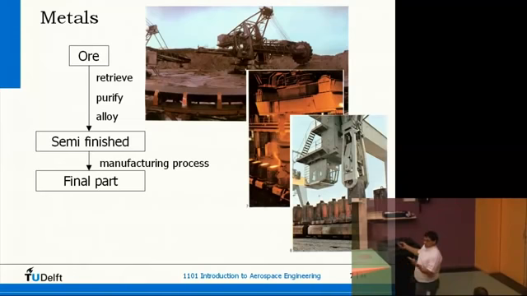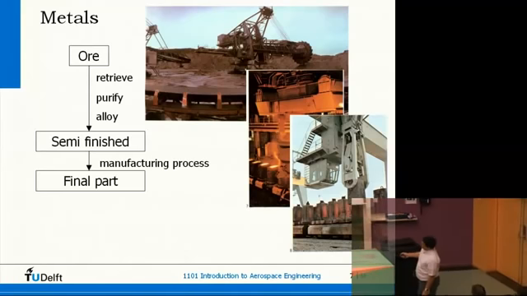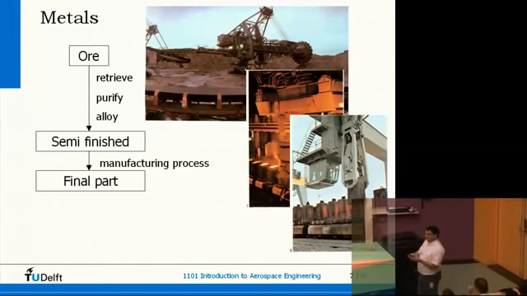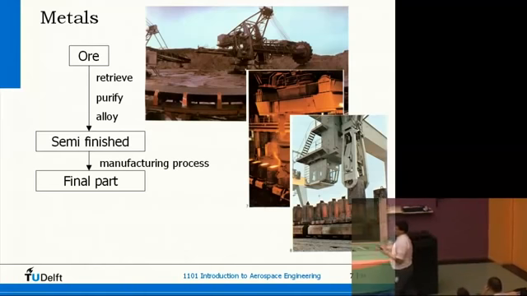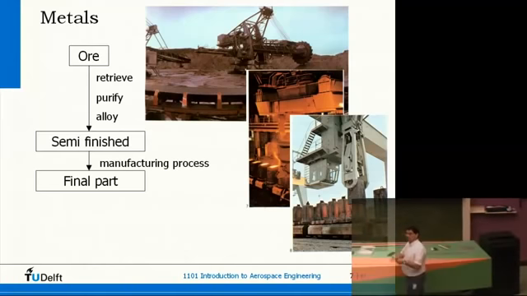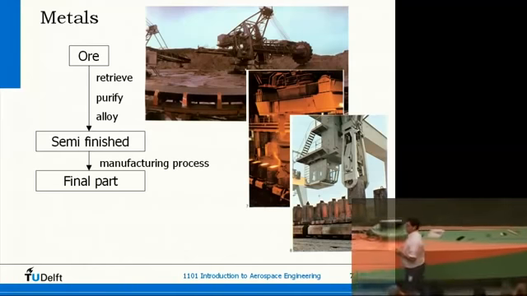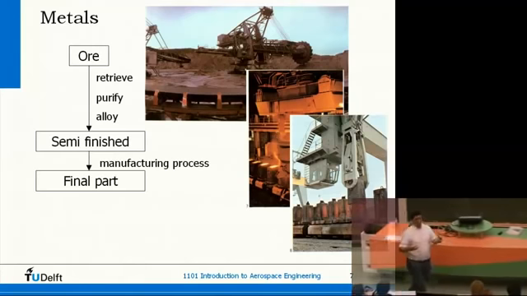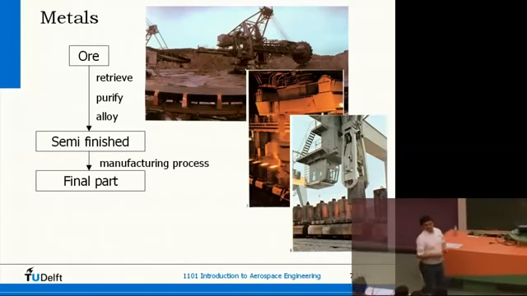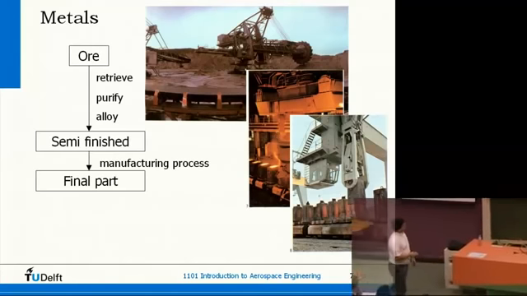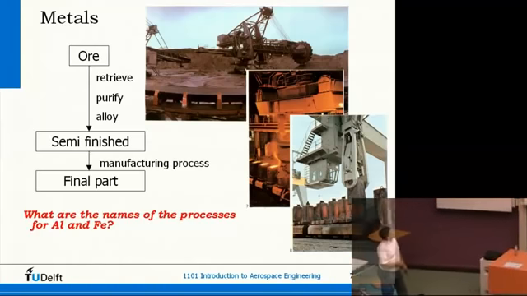Other options are also extrusions, profiles, and so on. From here we go to the final part. So when we have a sheet, we can press form a part from it. And then we have our component which can later be assembled into a structure. Okay, this is typical for iron.